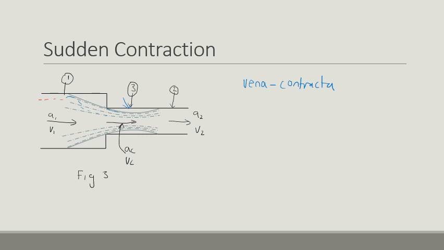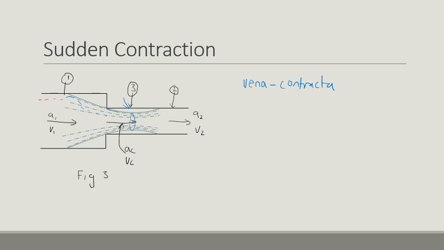Assuming that the area of the first portion, section 1, is A1 and the velocity is V1, and the area of the second portion is A2 and the velocity is V2, the area in this vena contracta is AC and the velocity of the fluid in that vena contracta is VC. We can make some statements based on that.